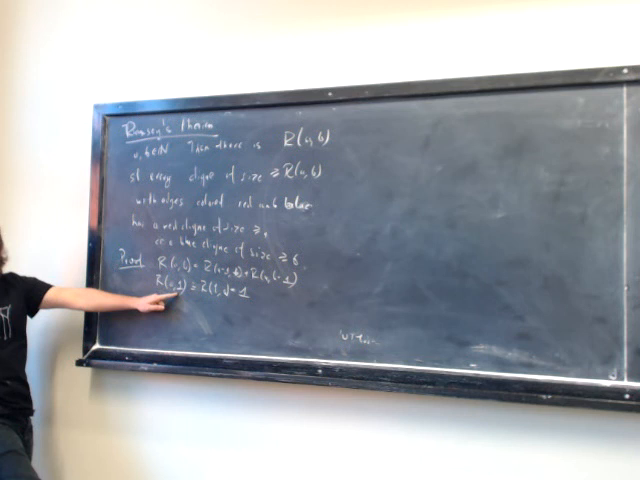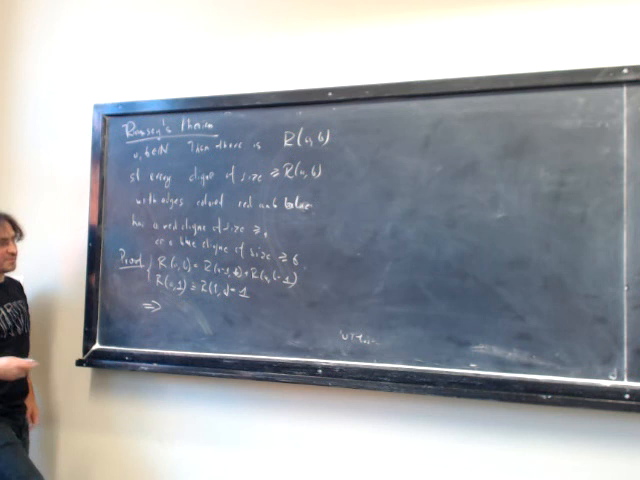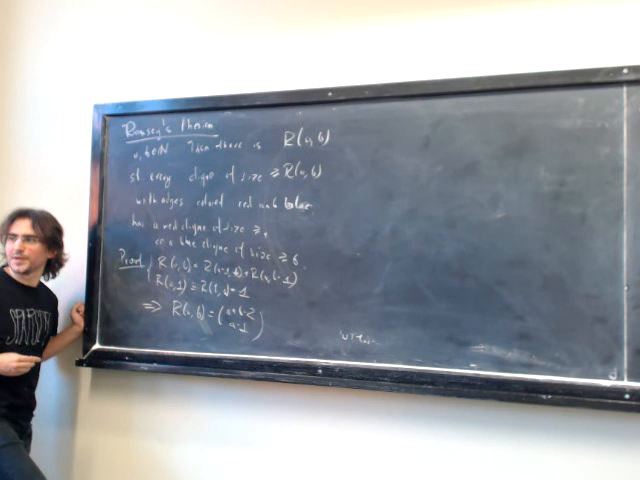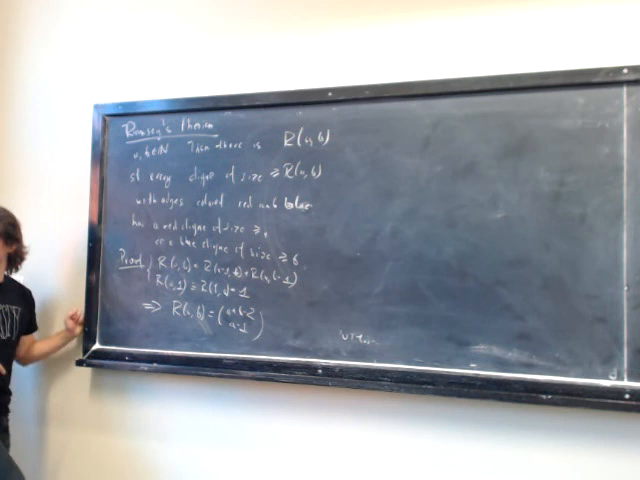Yeah? So these two things, if you do the maths, give you R of A,B equal to A plus B minus 2 choose A minus 1. So this will be the actual Ramsey number. So at least for two colors, you can write it. So what's the proof?